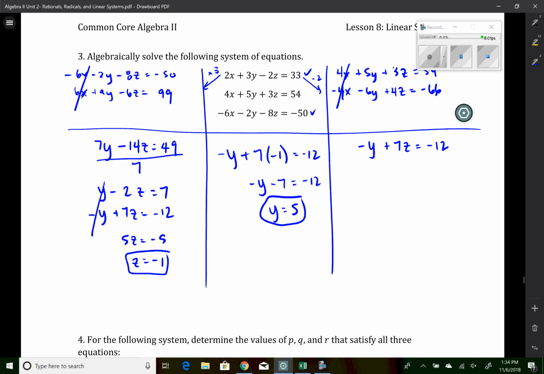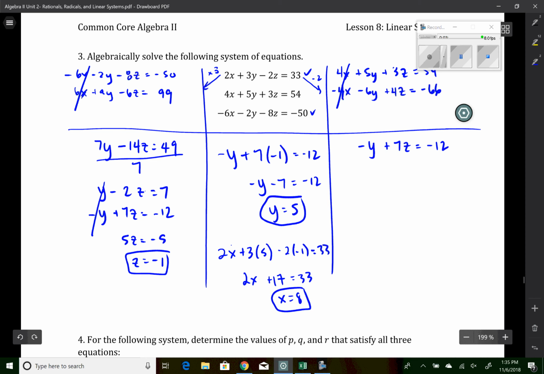Last leg, I plug into the original equation, so I have 2x plus 3 times 5 minus 2 times negative 1 equals 33. Combining some like terms there, I get 2x plus 15 plus 2, which is 17, equals 33, or x equals 8. Remember, from class, you can also check these right on your calculator using a matrix. There's a separate video showing you how to do that.